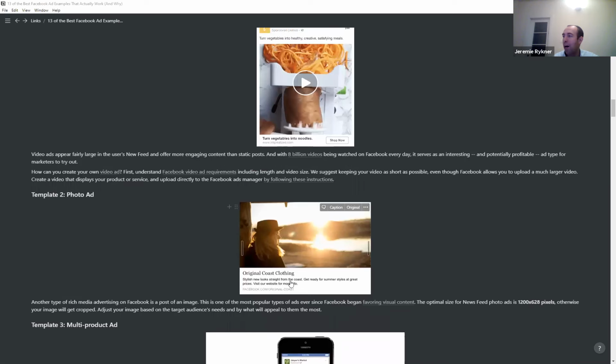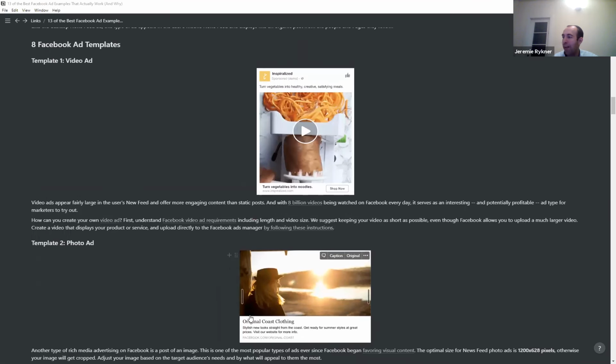Then you have here a second example of a photo ad, a picture ad, a static picture. So what do we have here? We have an advertisement for a clothing line, a fashion line. Original Coast Clothing: stylish new look straight from the coast. Get ready for summer. Styles are great. Prices. Visit our website for more information. So it's a classic type of ad: one picture, some text, that's it.